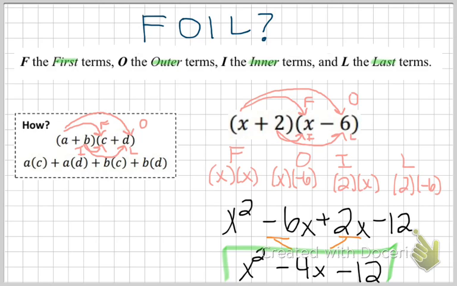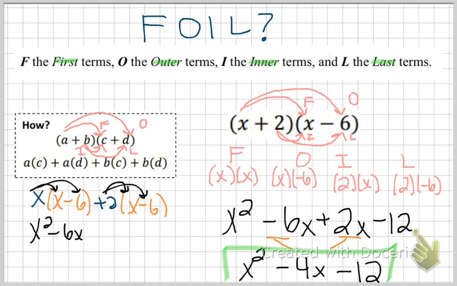This answer is the same answer we would get had we done the distributive property method, which I'll remind you distributive was x times the second binomial, and then plus 2 times, again, the second binomial. And we multiply, and we would get x squared minus 6x. We distribute, positive 2x minus 12, and as you can see, it's the same.